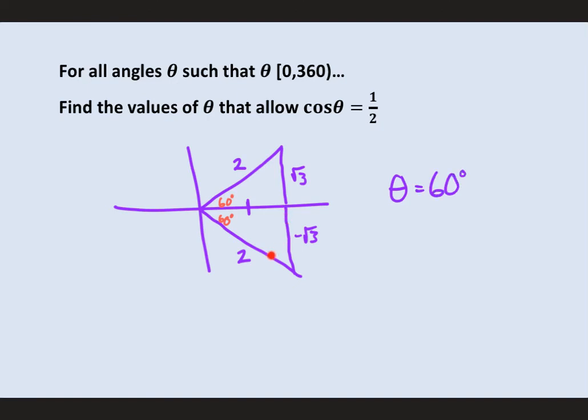In quadrant 4, though, a 60-degree reference angle, so if we go 60 degrees back from 360, that means this is a 300-degree angle. So we were able to work backwards and figure out that the cosine of 60 degrees is going to be 1/2, and the cosine of 300 degrees is going to be 1/2. These are the only two between 0 and 360 that will give us an answer of 1/2.